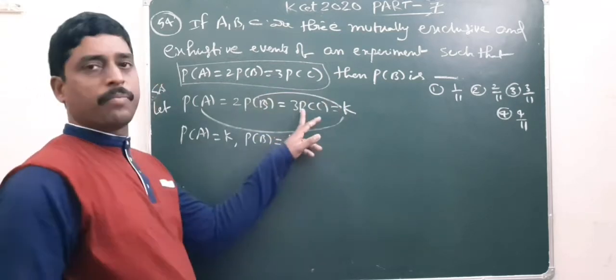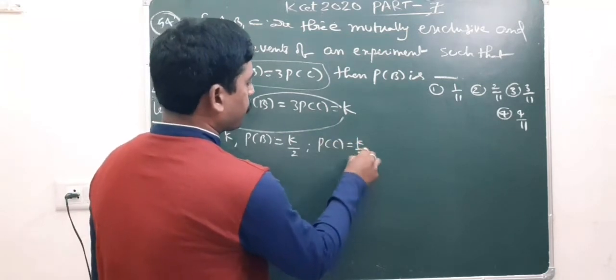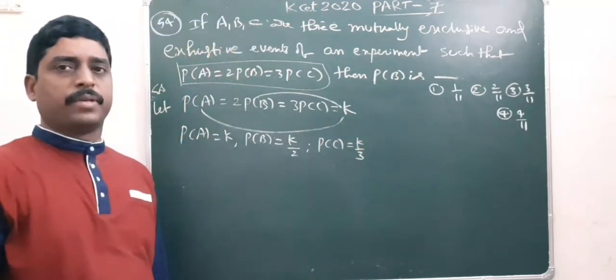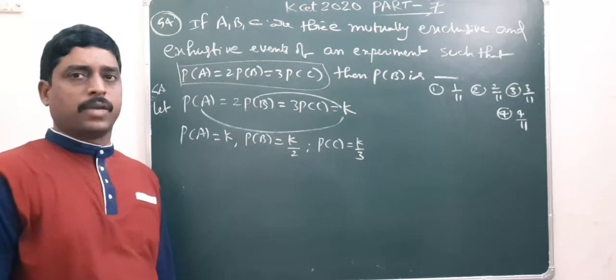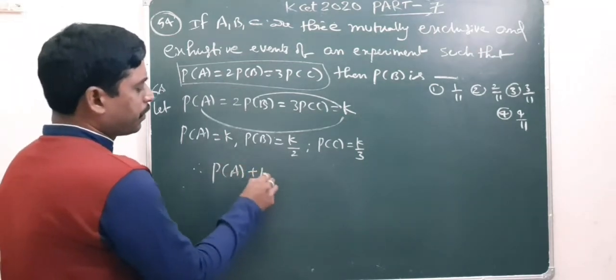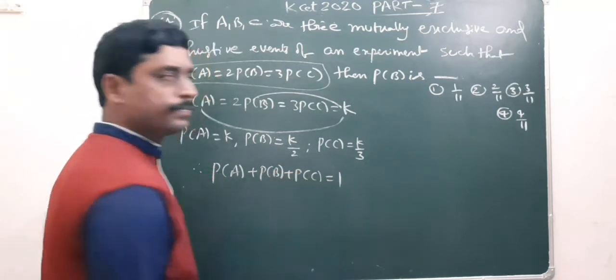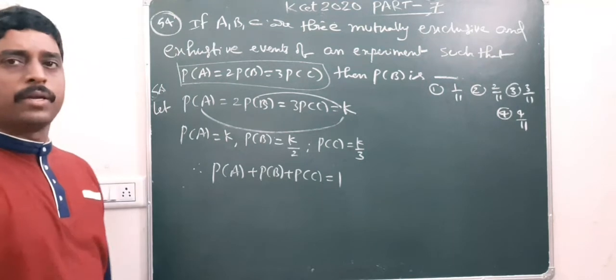And 3 times P of C is equal to K, therefore P of C is equal to K by 3. From statement A, B, C are mutually exclusive and exhaustive events are given. Therefore P of A plus P of B plus P of C will be equal to 1. So sum of probability equals 1.